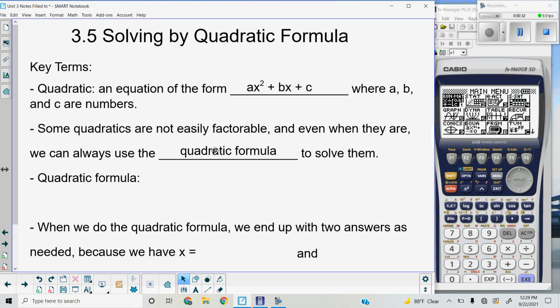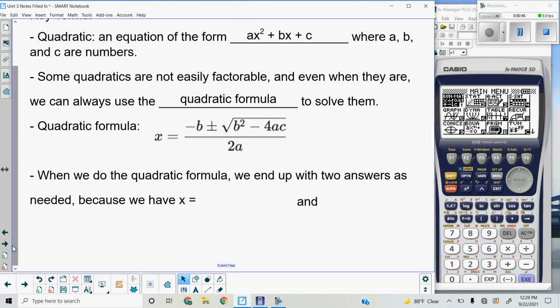Our quadratic formula is this. So everywhere where you see a B, A, or C, we will be taking a number and plugging that in. When we do the quadratic formula, we end up with two answers as needed because we have x equals negative b plus the rest and x equals negative b minus the rest. So just like we've talked about, whenever we have a plus and minus, we have two answers.